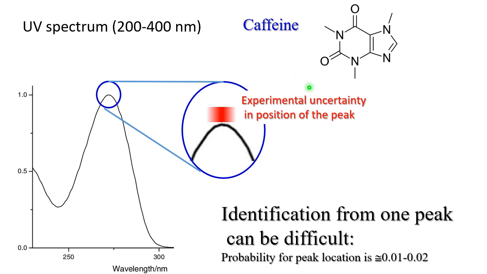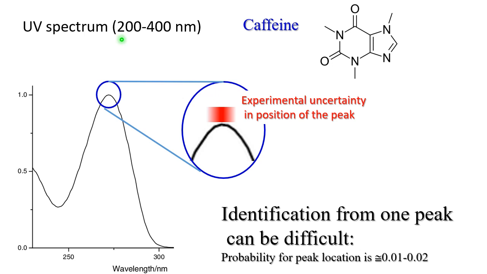So let's look at caffeine and its UV spectrum. In the UV area, caffeine has one peak. Actually, there is one more feature, the valley here. And we can use the position of this peak for identification. In reality, there is some experimental uncertainty in the position of this peak. You cannot measure it with infinite precision. So you can safely say that plus minus 1/2 or maybe even 1 nanometer will be your error, no matter how good an instrument you have.